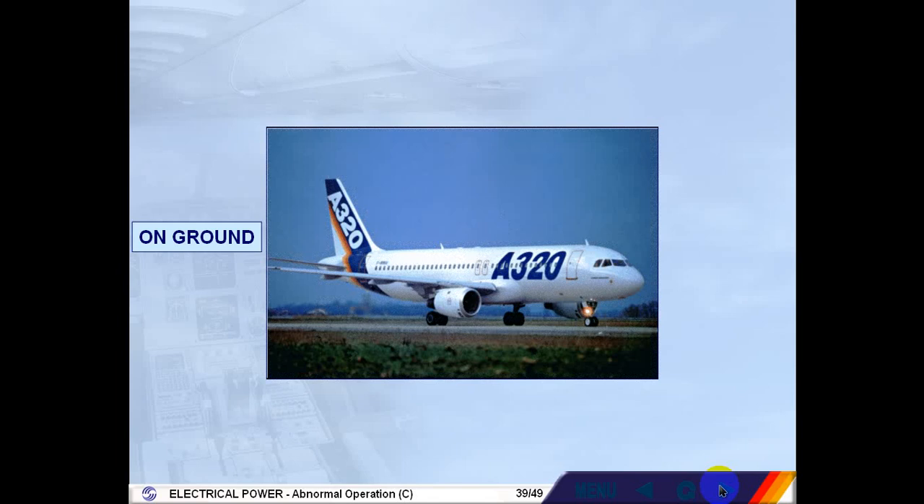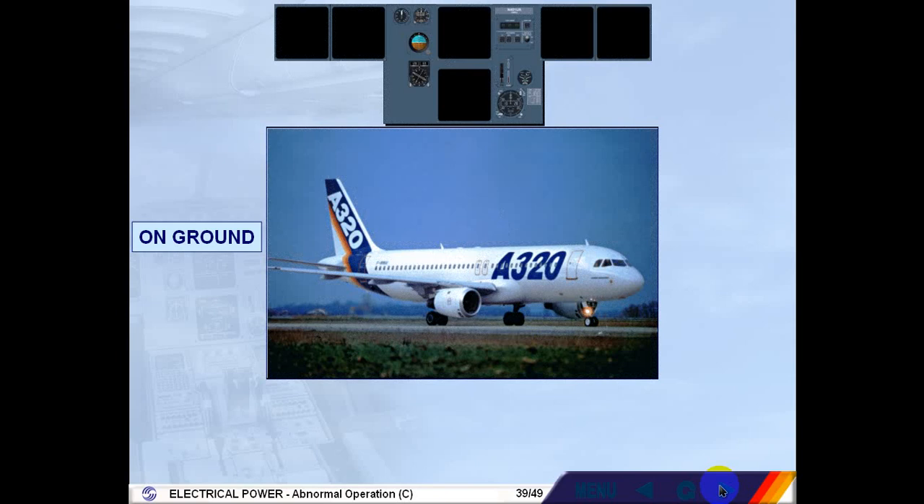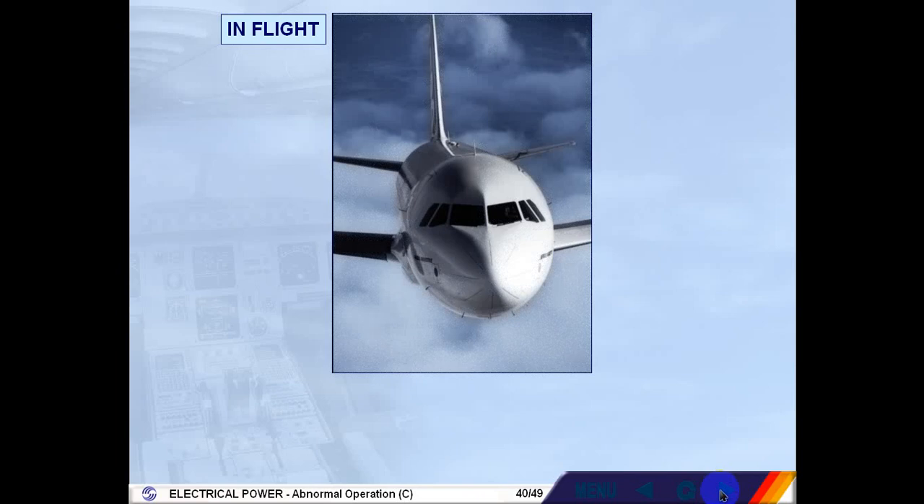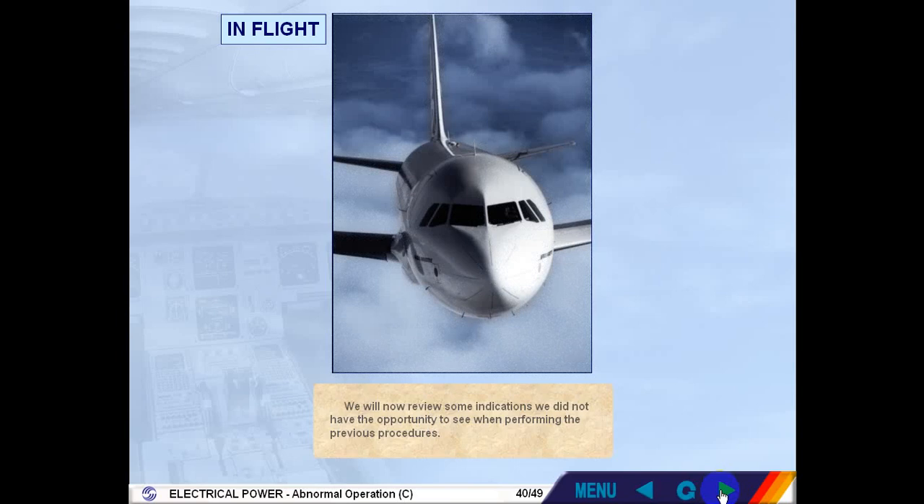On the ground, the DC BAT bus is automatically connected to the batteries. At low speed, the AC essential bus is shed, leading to the loss of all screens. We will now review some indications we did not have the opportunity to see when performing the previous procedures.